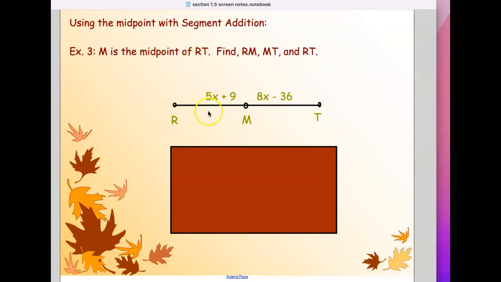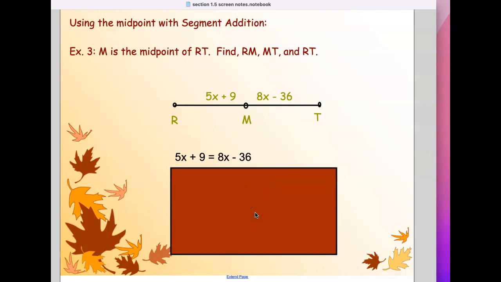So going back to midpoint, that means that we know that RM and MT have to be exactly the same length. Those are congruent segments. So we're going to set up our problem a little bit differently now because we also don't have a total. It doesn't say RT equals anything. All we know is that RM has to be equal to MT, and we know that because we were told it was the midpoint. So we're actually going to set this one up a little bit differently. We're going to set up 5x plus 9 equal to 8x minus 36.